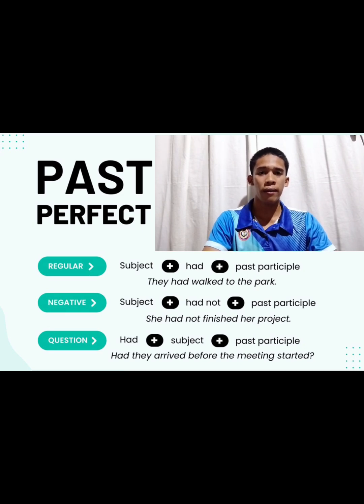So for better understanding, here are more examples of the past perfect tense. First is, I had finished my assignment before I played mobile games. Then the second example is, they had walked to the park. And then the third example is, he had not finished his studies. Those are the examples of the past perfect tense.